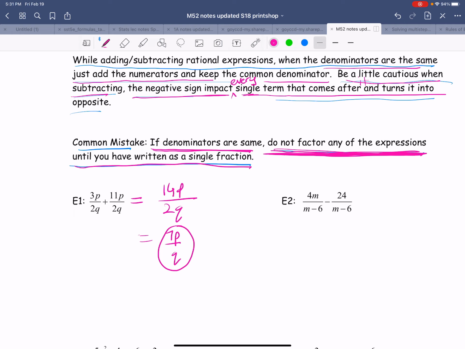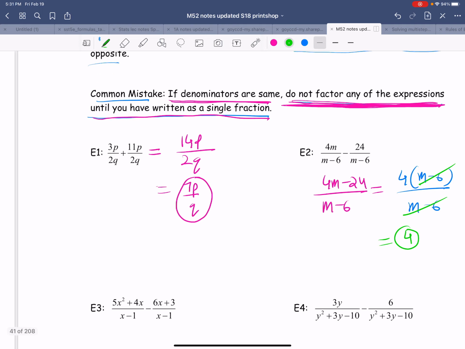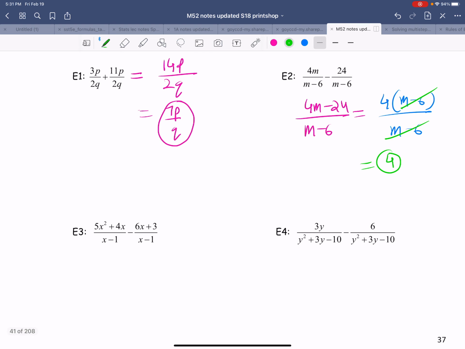Example number 2, the common denominator is m minus 6. So I'm going to go ahead and combine the numerators. Now it looks like in the numerator I do have a GCF, which is 4(m minus 6) over m minus 6. Let's cancel out the common factors between numerator and denominator, and 4 is what we are left with. Whenever we are adding or subtracting rational expressions, we do need the common denominator. If you already have the common denominator, then go ahead and combine the numerators, okay? Add or subtract the numerators.